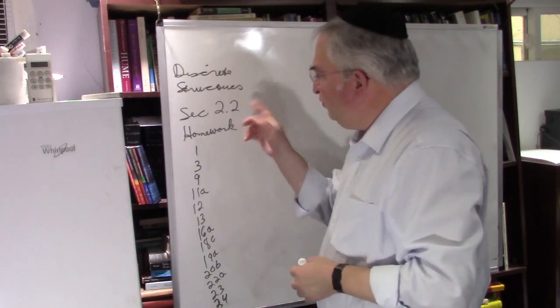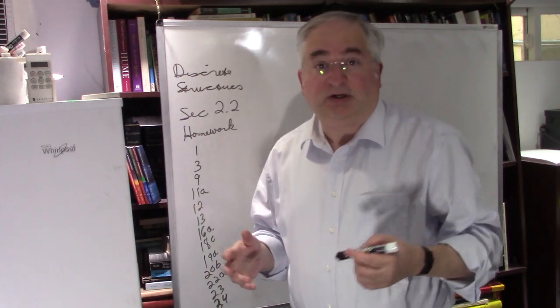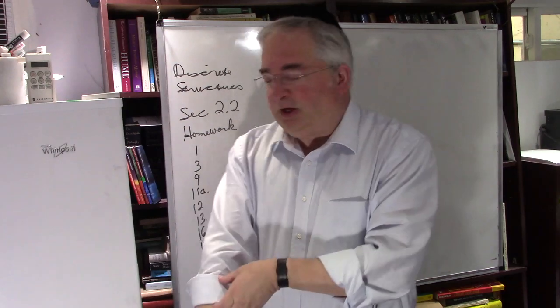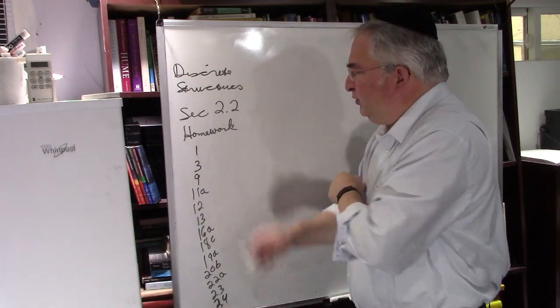We're up to section 2.2, which is about logic, but it's really about truth tables. So it's that part of logic about truth tables. Okay, and we're going to do the homeworks.